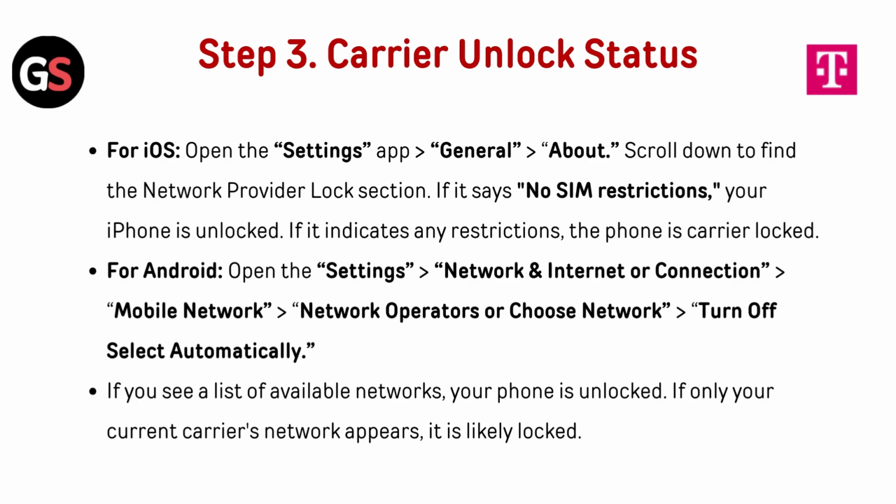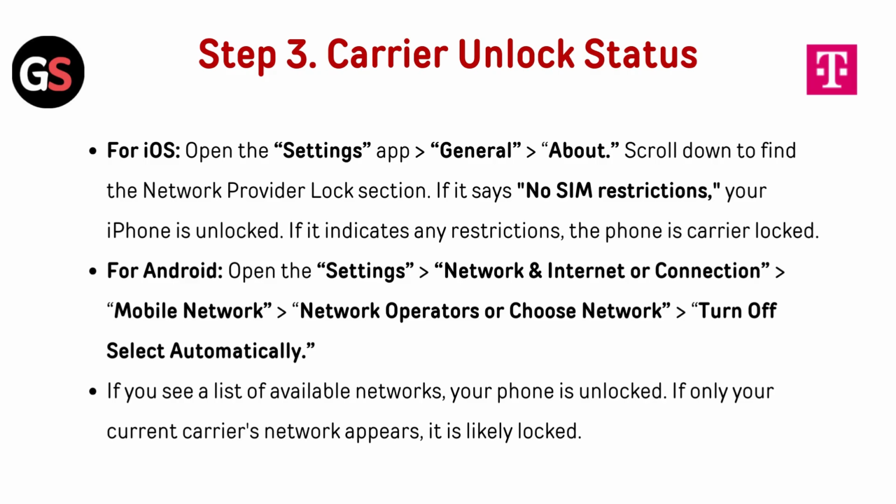Step 3. Carrier Unlock Status. For iOS, open the Settings app, go to General, then About. Scroll down to find the network provider lock section. If it says no SIM restrictions, your iPhone is unlocked. If it indicates any restrictions, the phone is carrier locked.